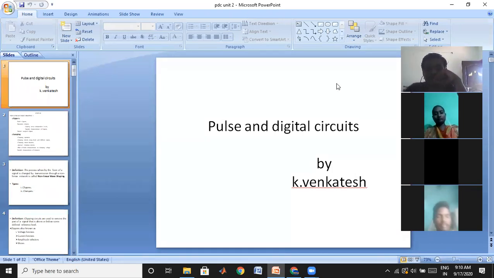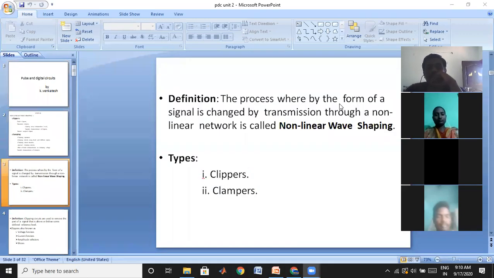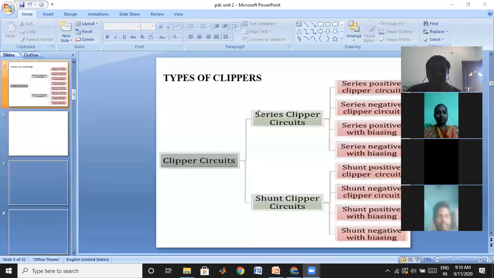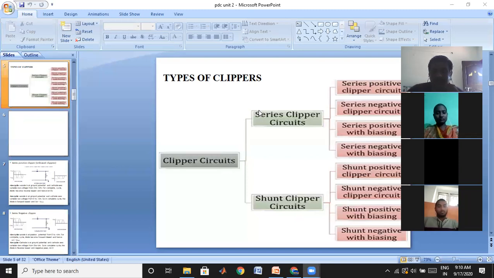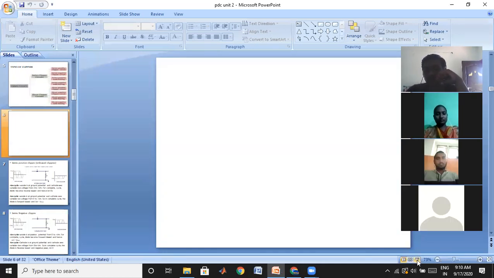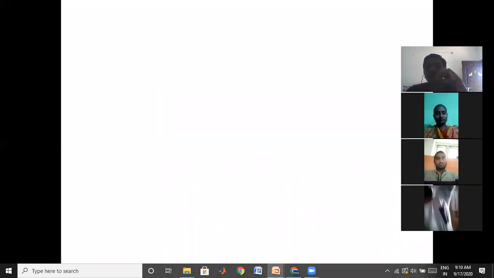Last class we discussed the syllabus and definitions, regarding the clipper and clamper. What do we mean by clipper and clamper, and we have seen different types of clippers. Before closing the session, I mentioned a single, very important point: in order to understand this topic, you have to know this concept.